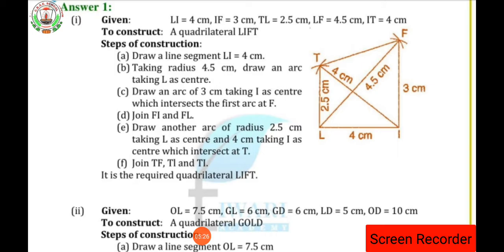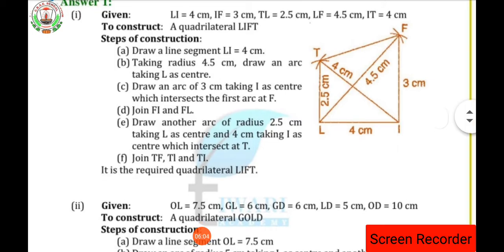Now taking the radius 2.5 centimeter, keeping the needle at point L, draw an arc. Then in the same way, measure 4 centimeter on the mouth of your rounder with the help of your scale. Keep the needle at point I and draw an arc so that it cuts the first arc. We get an intersecting point, name it as T. Then join TL and IT. Okay, you will get the required quadrilateral LIFT. Clear up to here? Next question.